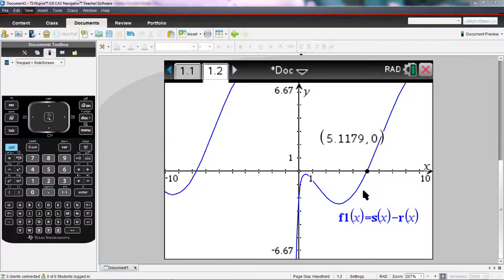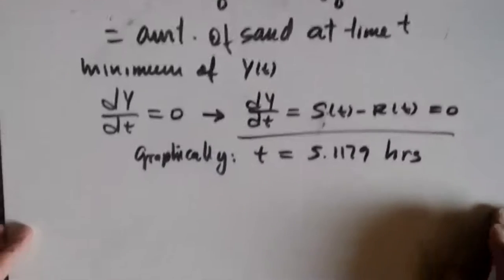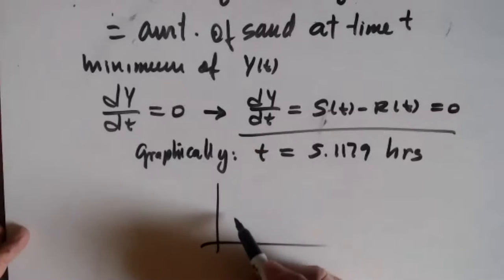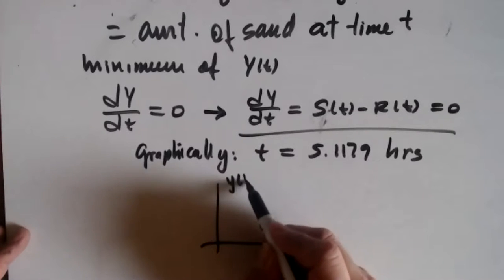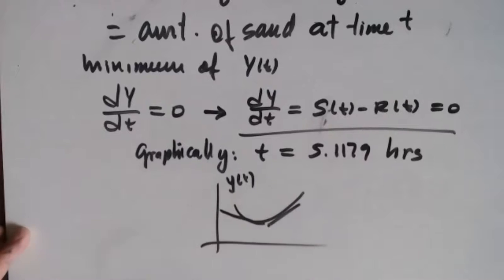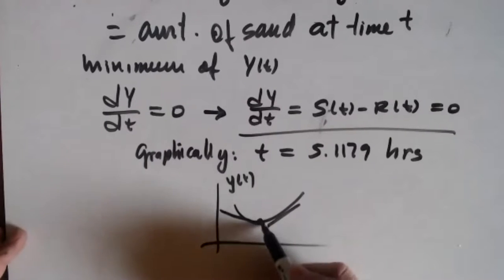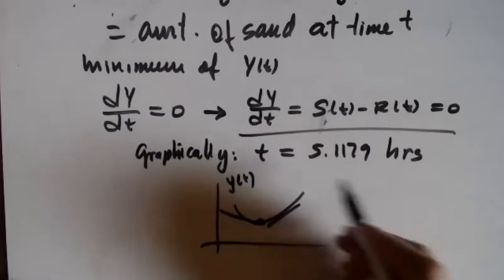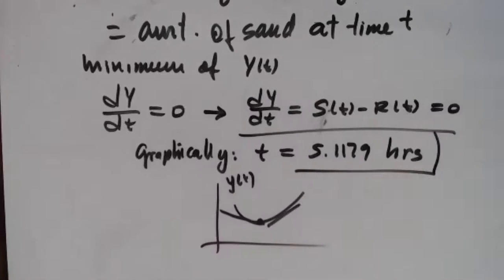Because the derivative, this f1 is dy dt, the derivative changed from negative to positive. And that's precisely the criteria you use to identify a minimum. Why? It's very simple. Because if this is the function y of t, right? At a minimum the slope changes from negative to positive, correct? So you have a minimum here. So this is my answer.